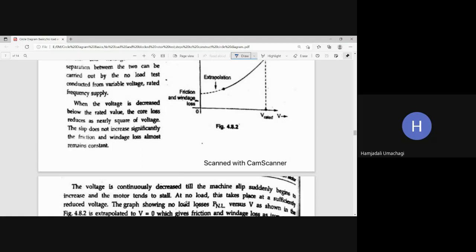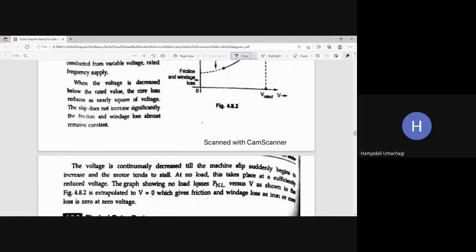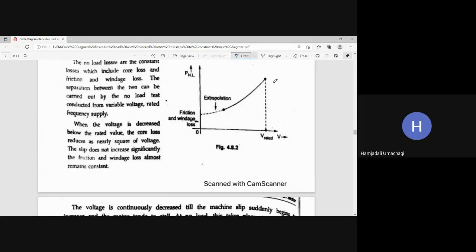Okay. Now at no load condition, this takes place at a sufficiently reduced voltage. So if this is the point for rated voltage, now you should keep on decreasing the voltage till the machine comes to the resting condition. So here I can say that it has come to the resting condition. This is the rated voltage, and here we keep on decreasing the voltage till the machine comes to the resting condition. So this is the point where the machine has attained the resting condition.